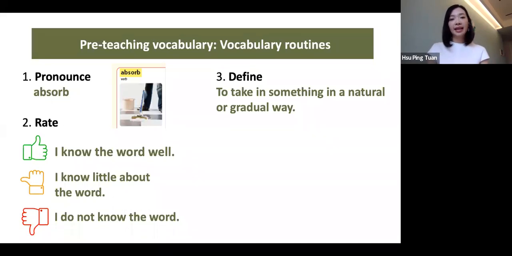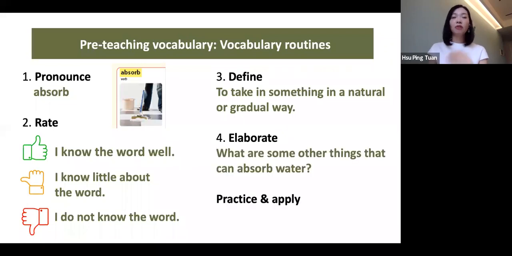So for this word, I say it means to take in something in a natural or a gradual way. And then we will start to elaborate on the meaning of the word. For example, I will ask some questions to help students relate the word to his or her personal experiences or to the world. Like this question I ask, what are some other things that can absorb water? So students might answer sponge, newspaper. After this vocabulary routine, we will start to practice making sentences with these keywords.